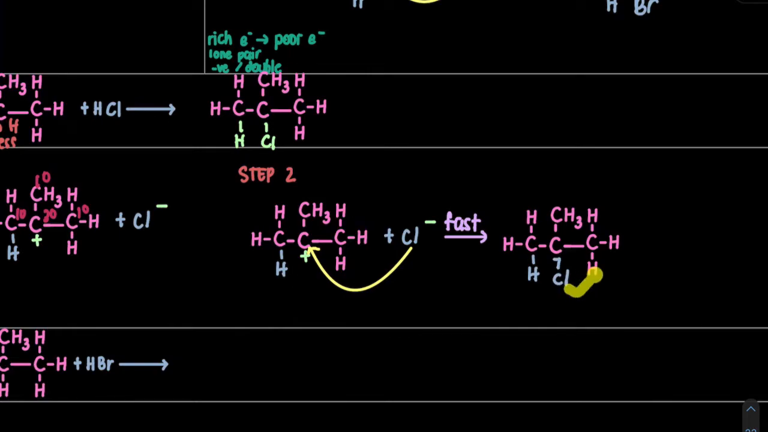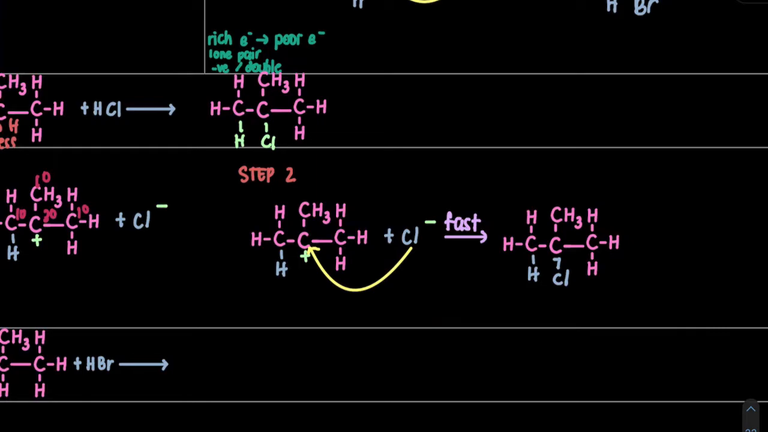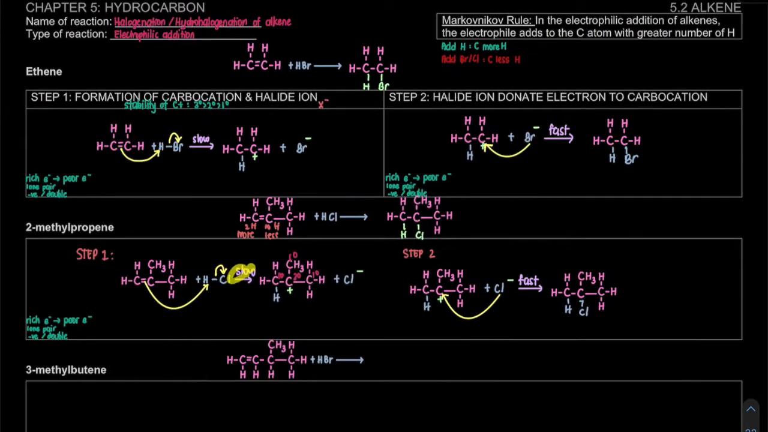Okay, so this one is the product which follows the reaction equation itself. This is straightforward. Make sure you don't forget to include the slow and fast. Okay, so that is actually for the reaction of 2-methyl propene. Okay, last but not least, what we're going to look at is the reaction of 3-methyl butene.